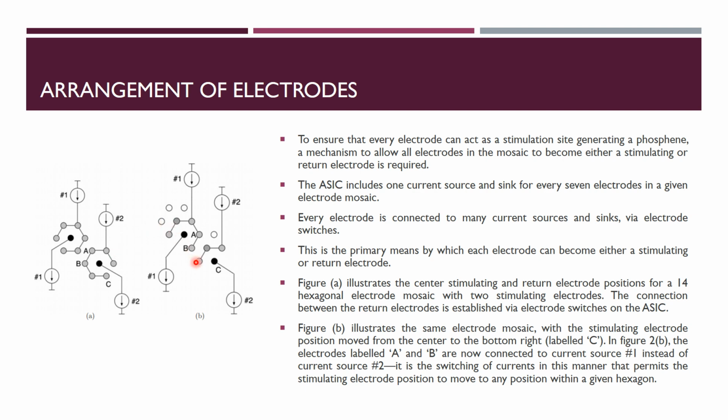In the same arrangement, if we want to form an image in the retina at a slightly different spatial location, the ASIC can move the stimulating electrode from this to the one at the right, which is shown as A, and this now acts as a source and the other electrodes will act as a sink. This type of arrangement of electrodes helps in forming a continuous image, which is very similar to the continuous image that a normal human eye would form. Thank you.